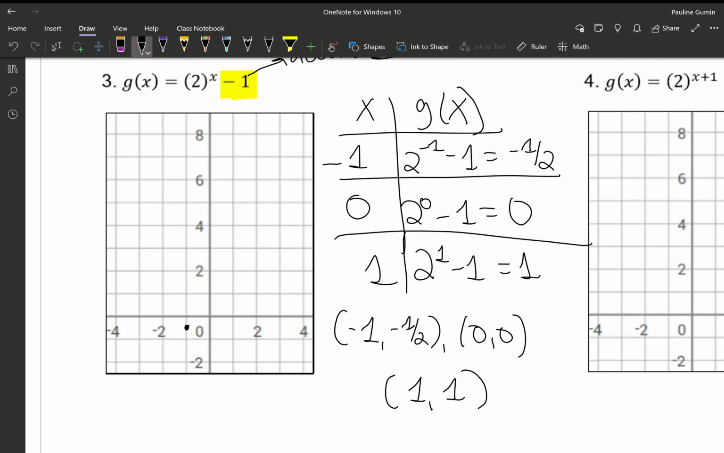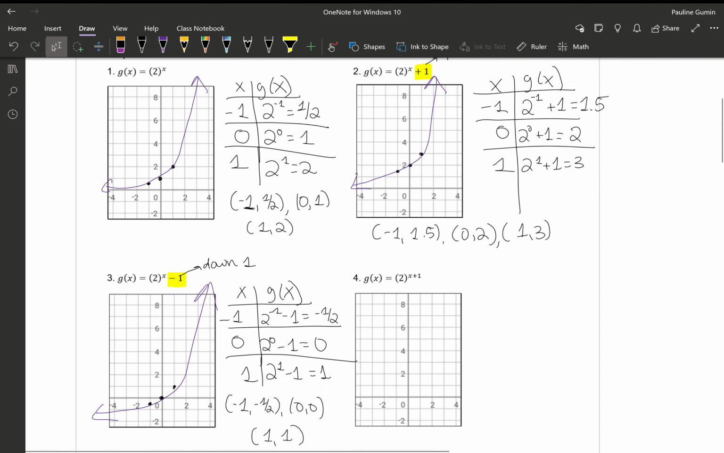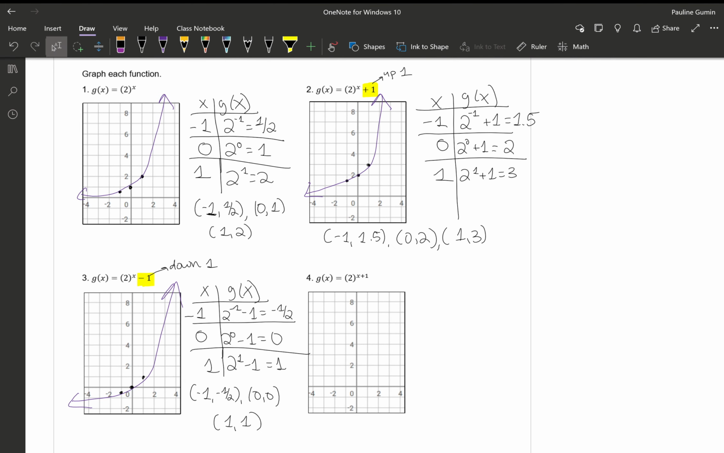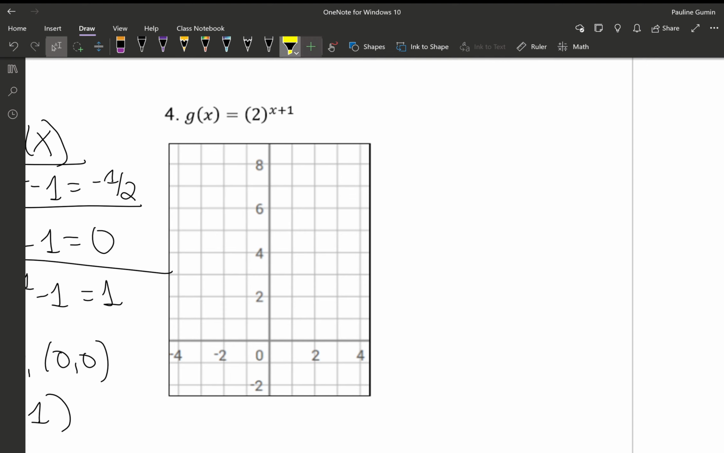Okay, so here are my 3 points. -1, -1/2 is down here. 0, 0 is right in the middle at the origin. And then 1, 1. Let's draw our swoop. Now I'm going to zoom out, and hopefully you can see that compared to number 1, it looks like in number 3, we took the graph and we pulled it down. Okay, so that's transformations up and down. So what other directions do we have left? Oh, left and right. So let's take a look at number 4 and see what that does for us.